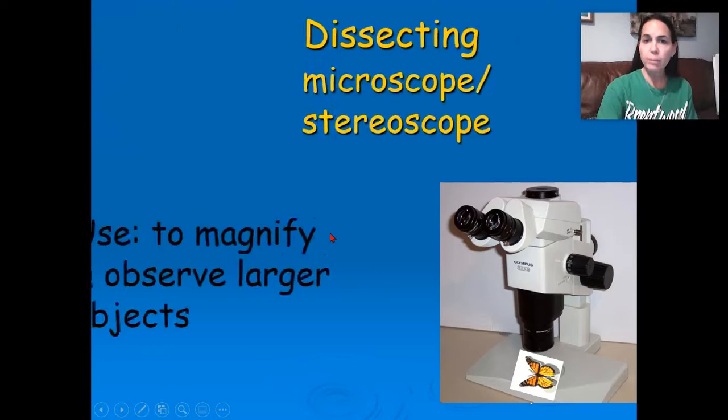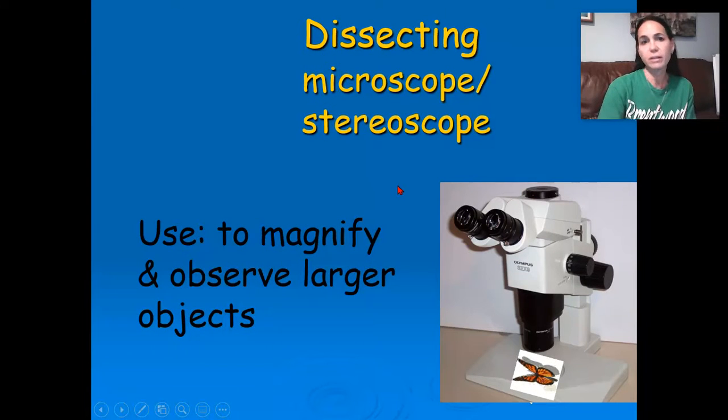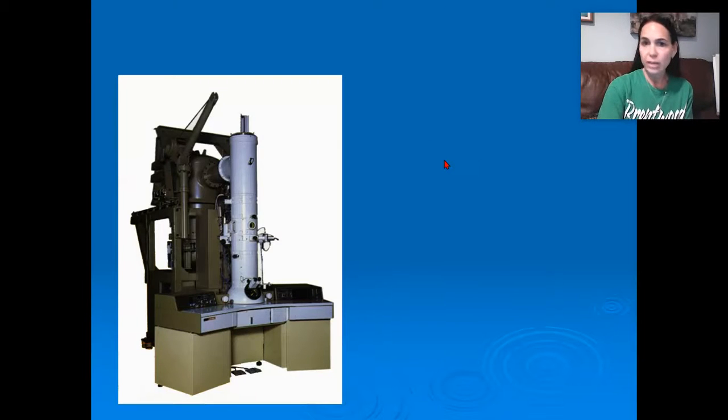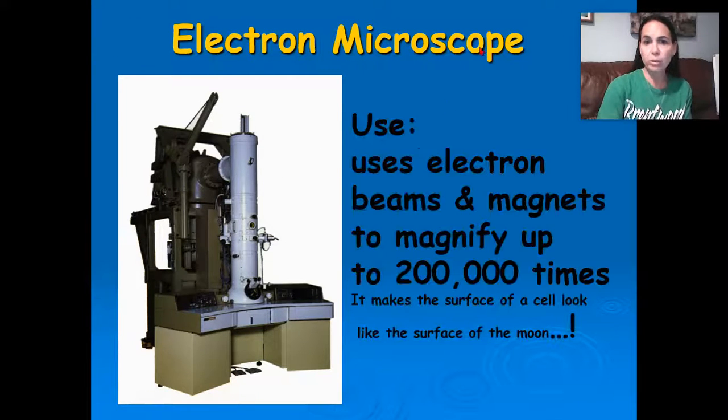These are some other types of microscopes, but they're not in your notes. But this is a dissecting microscope. It's used for larger objects. You don't have to take notes on this one. And this is an electron microscope, which is used at NASA or universities to really magnify like 200,000 times. Again, that's not something we're going to use, so no need to take notes on that.